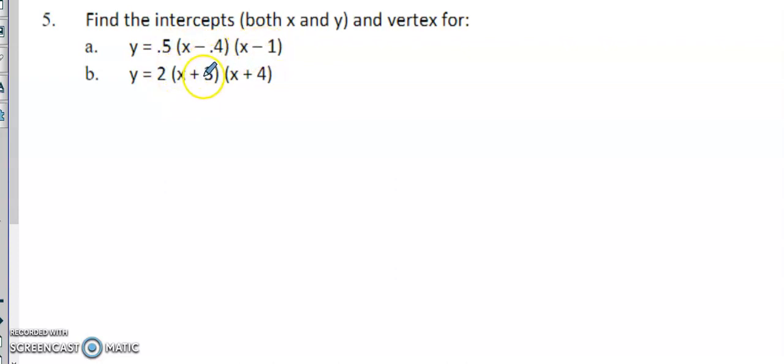And here, if you took 2 times negative 3, and this is negative 4. So 2 times negative 3 times negative 4, hopefully you said two negatives makes it positive, and hopefully you got this answer for the y-intercept to be positive 24, since 2 times 3 is 6, and 6 times 4 is 24.